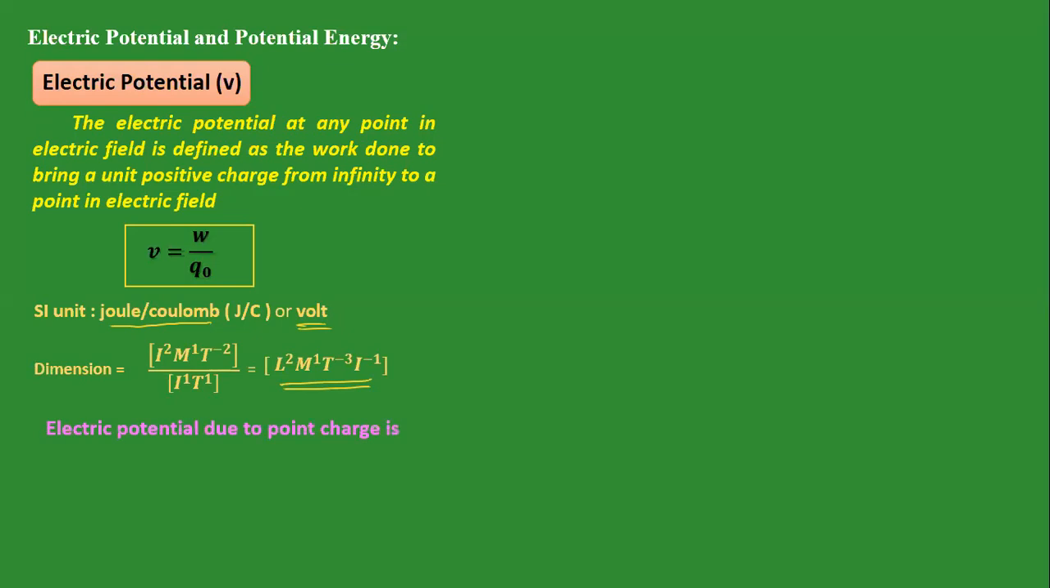Now electric potential due to a point charge. Electric potential due to a point charge is given by the formula 1 upon 4 pi epsilon 0 q by r. If this charge is placed in free space or vacuum or in air, then this is the electric potential due to a point charge.